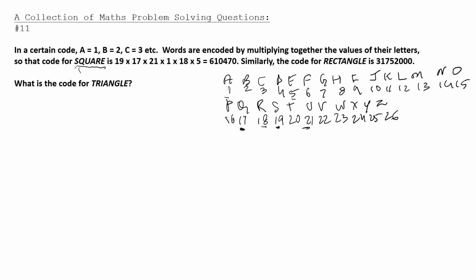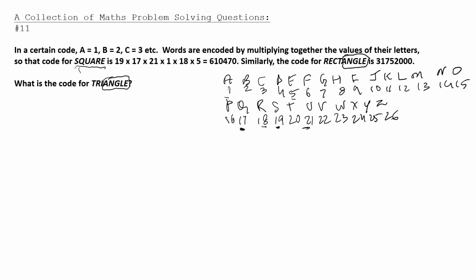I is 9, so you can multiply it. You could also do something which I thought is a bit quicker. But you don't have to do that. You can do it any way you like, because you're given the value of rectangle, and rectangle and triangle have the angle in common.